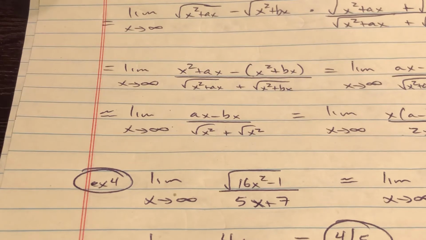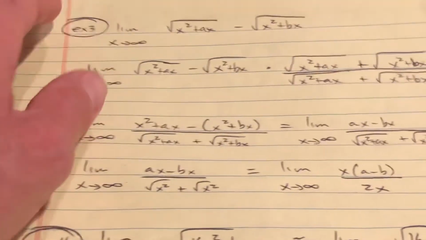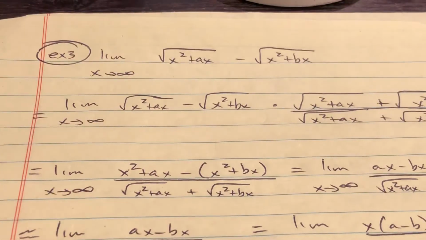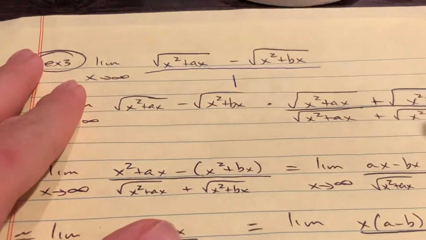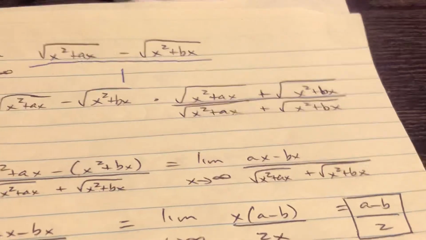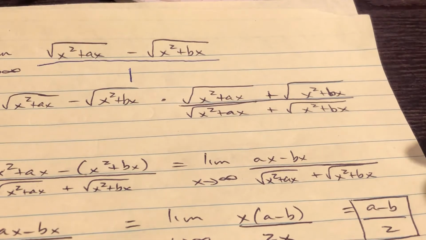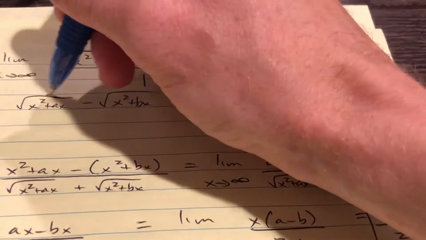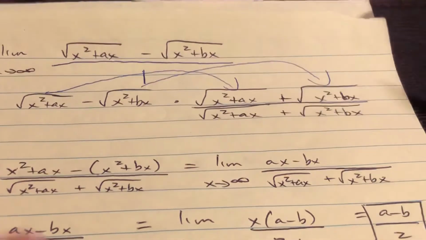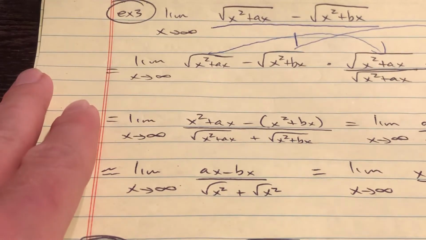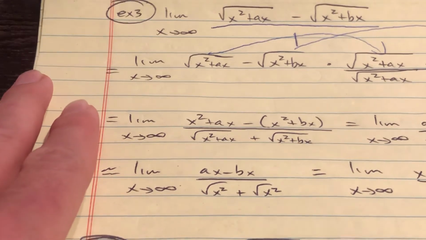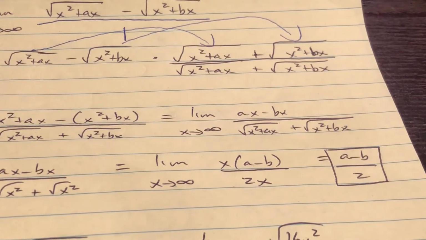All right, I've got another one of these. Again, it's not infinity minus infinity is 0. We're going to multiply the top and bottom by the conjugate, which is root x squared plus ax plus root x squared plus bx. On top, x squared plus ax minus all of x squared plus bx. All right, over the conjugate, the x squareds are going to cancel. You're going to have ax minus bx. Yes, you have to write the limit as x goes to infinity.